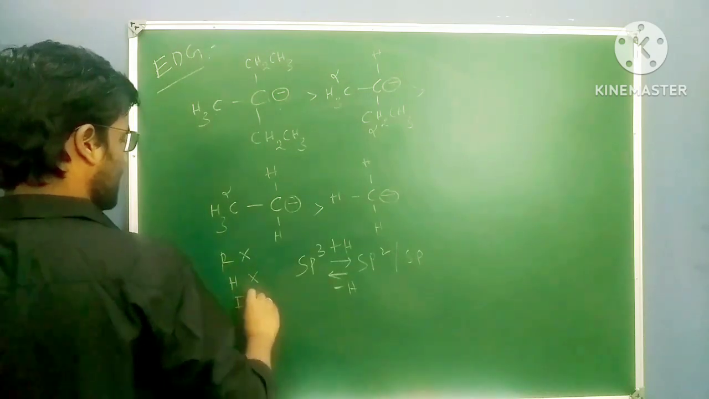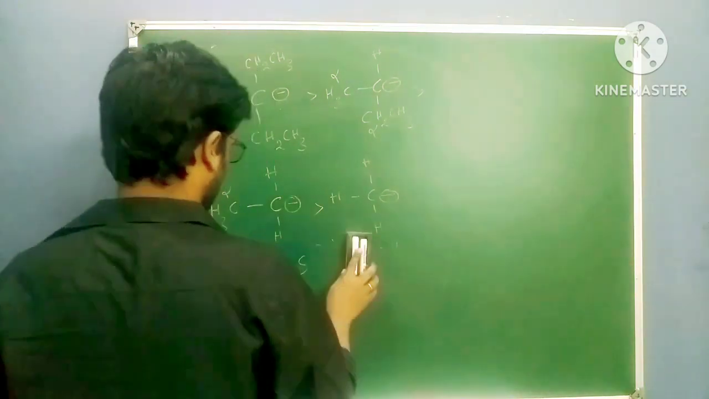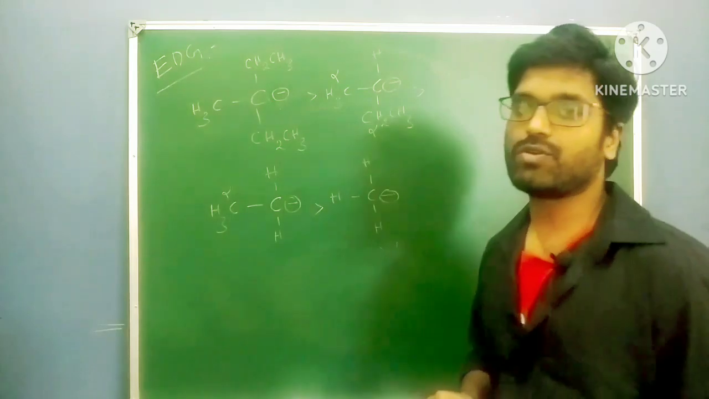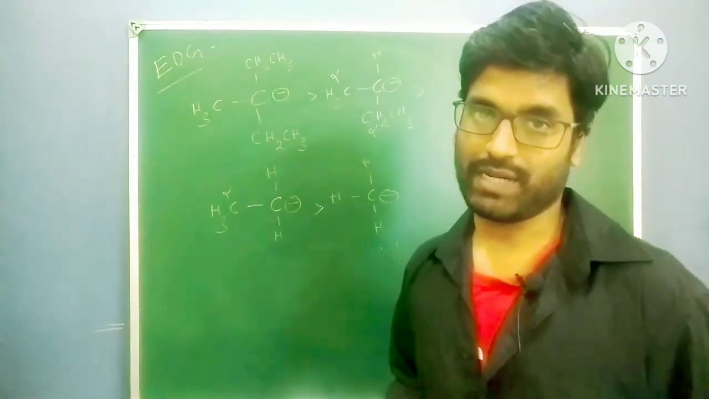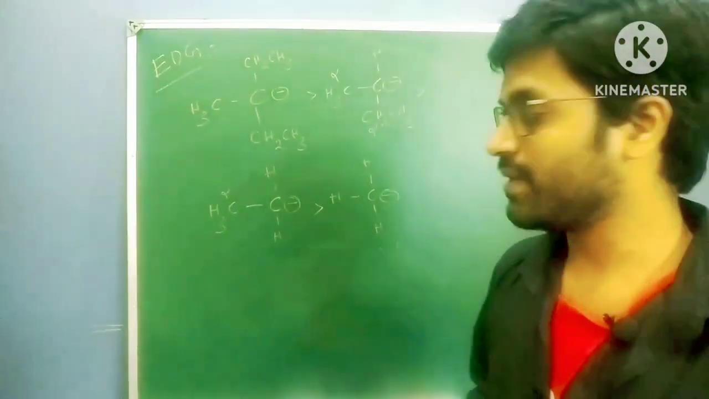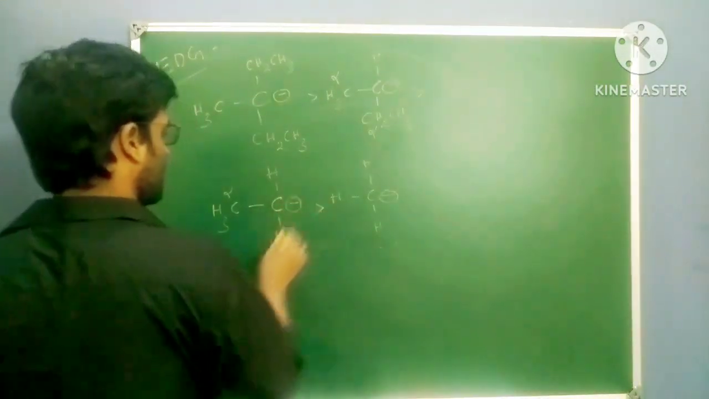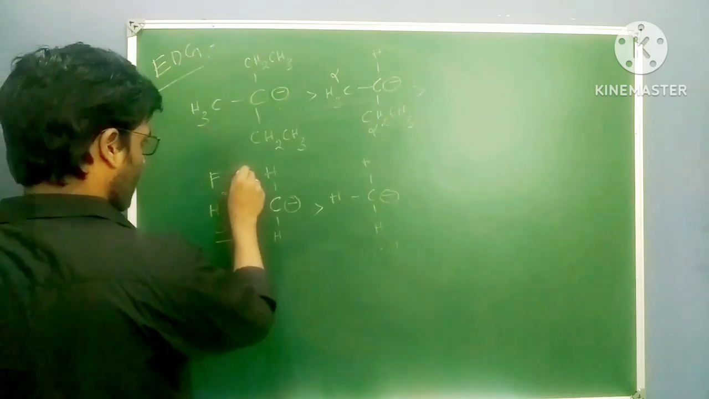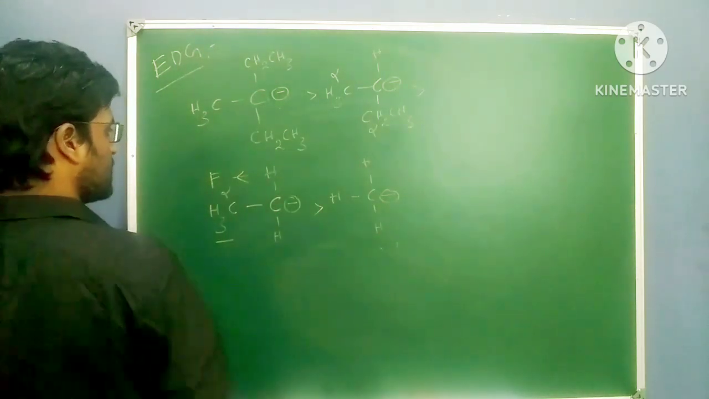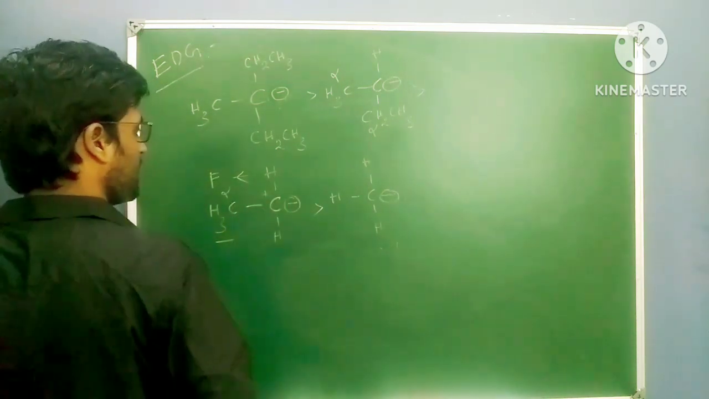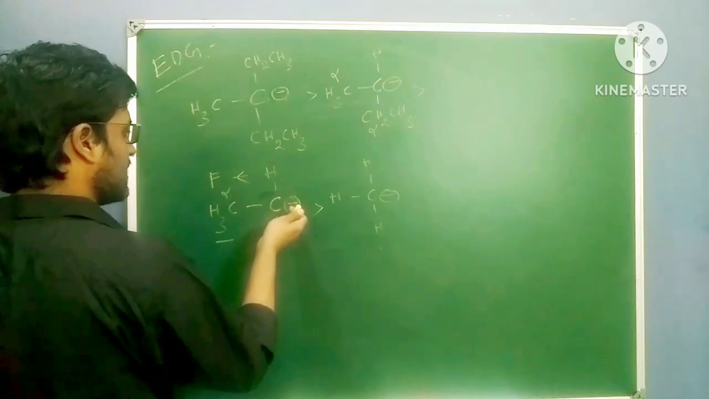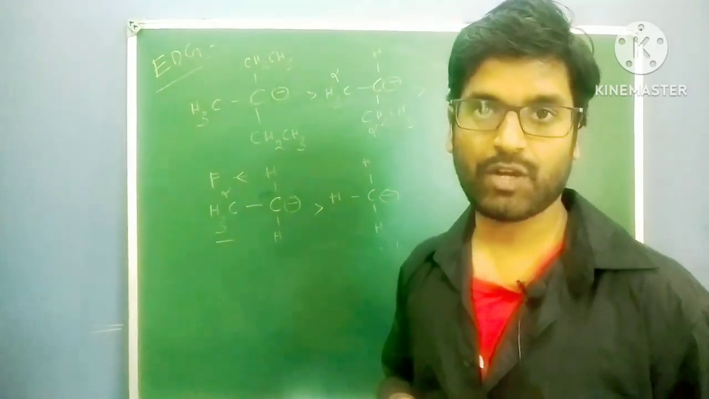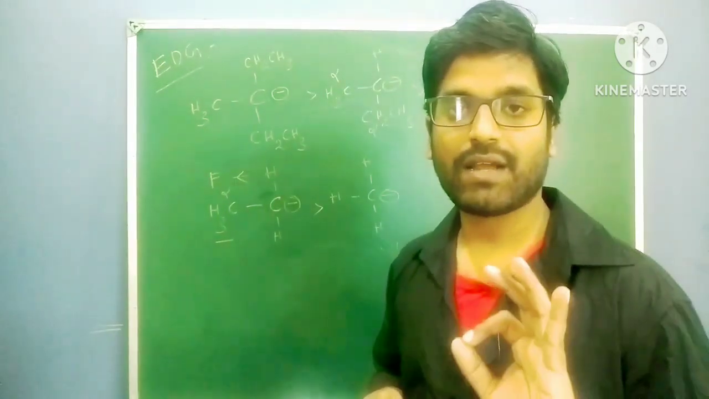So you have to see the inductive effect. According to the inductive effect, I told you, electron donating groups favor carbocation. Electron withdrawing groups favor carbanion. Why? Suppose you have the carbanion here and an electron withdrawing group, say fluorine. What happens? It pulls electrons towards itself, so positive charge is localizing here. That means when positive charge is increasing because of this group, negative charge is decreasing. When negative charge decreases, stability increases.